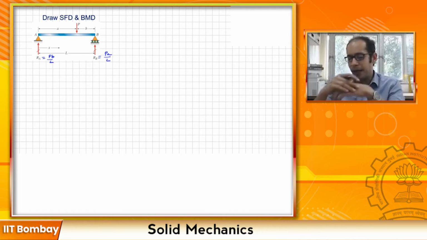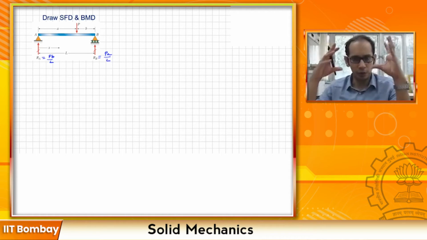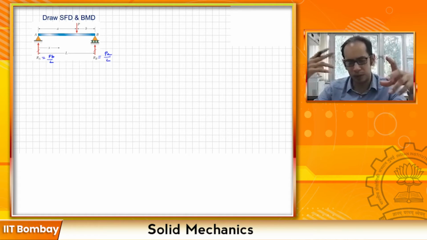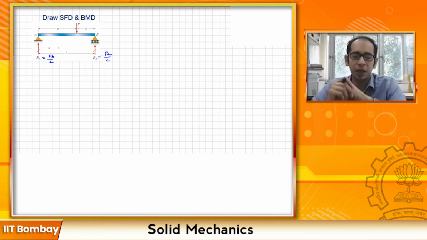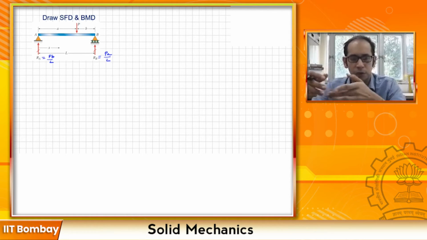Now once you have the reactions, you essentially know the whole system. You know the loads which are acting, and what reactions are happening, and those are important precursors before you draw the shear force and the bending moment diagram. Without them it is not possible to draw, because then you will not know how the forces are changing along the length of the beam, right?